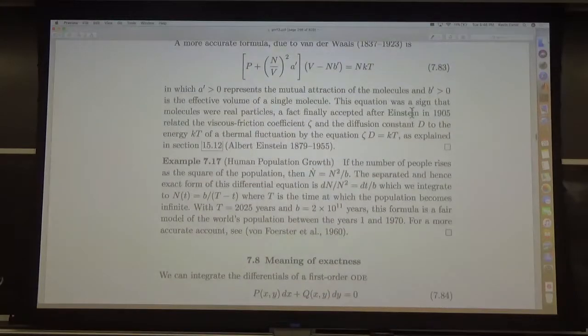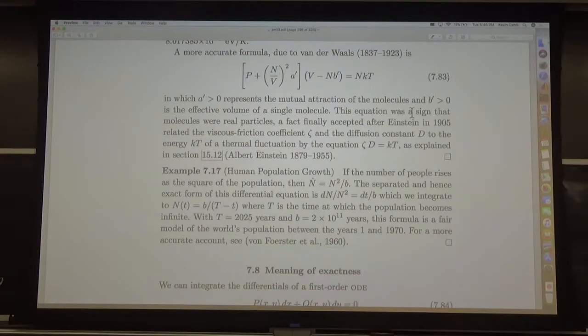A more accurate formula was proposed by van der Waals. In fact, I think he did this in his PhD thesis, which is fairly impressive. What he suggested was that we subtract from V something proportional to the number of particles, and that B prime then is like the volume of each molecule. And then we also add to P this term, and that term represents the mutual attraction of the molecules.